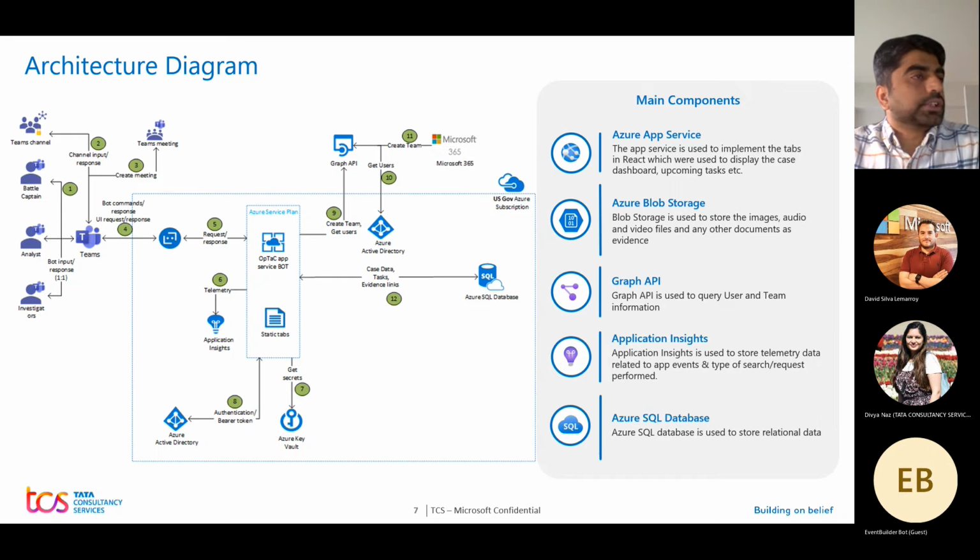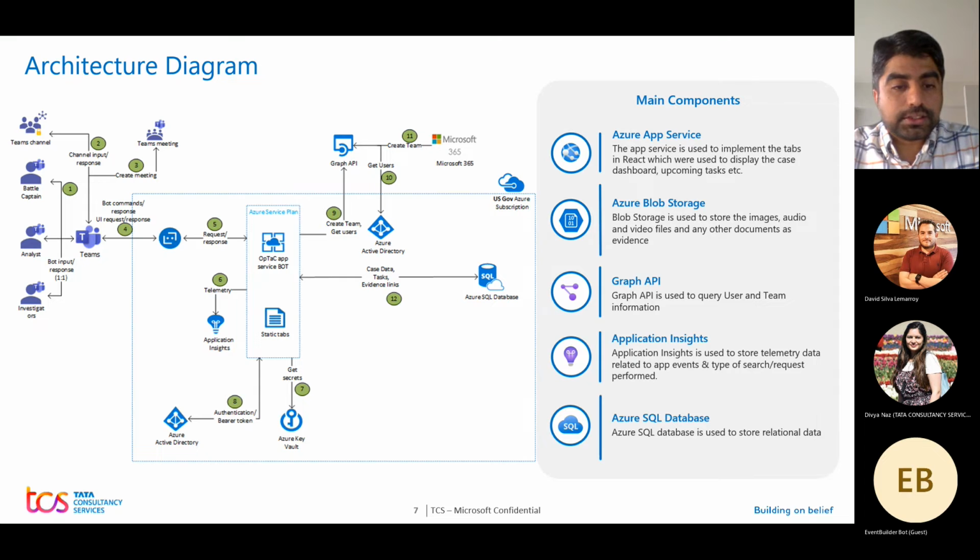This is the architecture diagram for the app that we built. It's a relatively simple and robust architecture where the app users, the operational coordinators, analysts, or investigators, log into the app through Teams. The app service is used to host the Teams tab for the app, and it supports single sign-on authentication. Information related to the users, the teams that the user is part of, or creation of new teams for a case is all implemented using the Graph APIs.